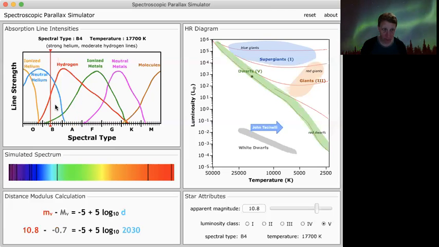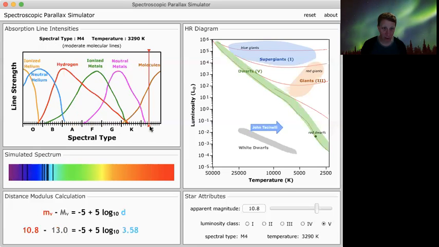So if it were a brighter star, let's say a B4 star, and its apparent magnitude was still 10.8, then it would be even farther away. If it was a dimmer star, let's say only an M4, which would be a red dwarf and a very, very dim star, but its apparent magnitude was still 10.8, then it would be at a distance of only 3.58 parsecs away, which would be pretty close to us.